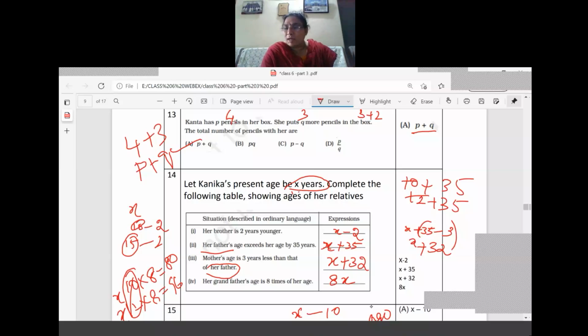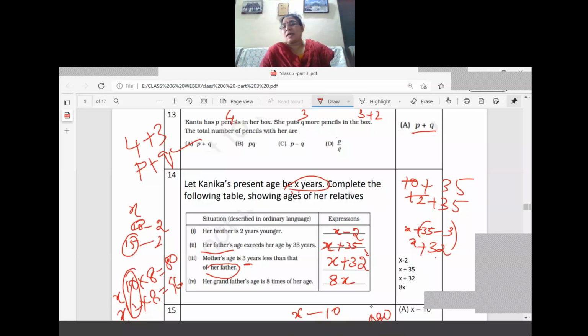Now mother's age is 3 years less than her father's age. So already we have calculated her father's age. From that, how much is to be deducted? 3. That means 35 minus 3. What is the answer? 32. So what we are getting? X plus 32. Now what about grandfather's age? It's her age multiplied, so 8 times.